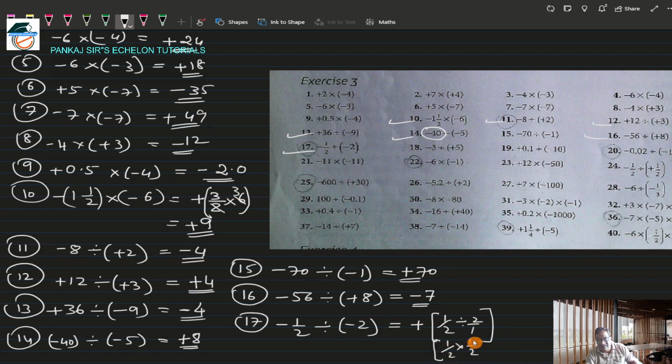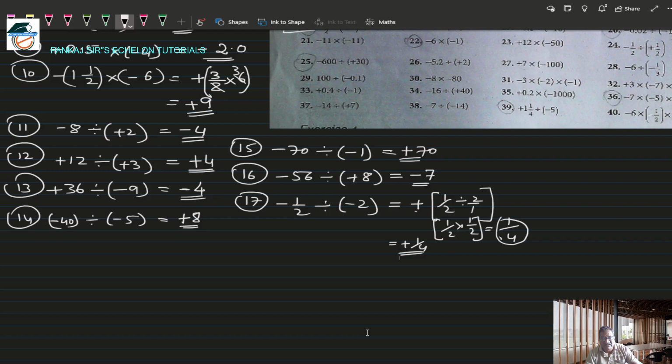Now you know how to multiply these two fractions. Numerators you will have to multiply: 1 into 1 will be 1, and denominator 2 into 2 will be 4. So the answer will be 1 by 4. Okay, so plus 1 by 4 is the answer for this 17. Is that clear? Yeah, let me check how the answer is given in the book. It is 17th, right? The 17th answer is given as 1 by 4. Yeah, that's correct. Now, let us do a couple of questions more.